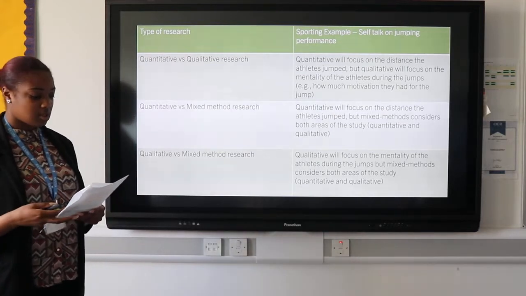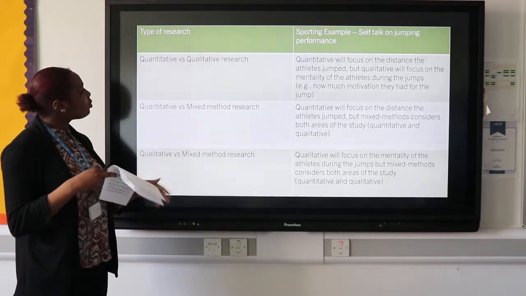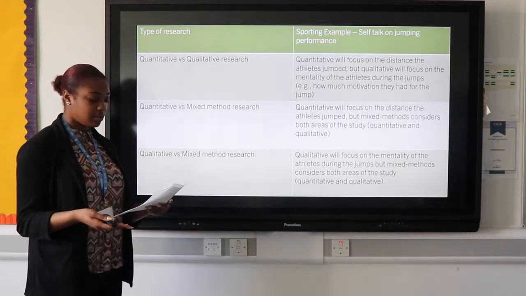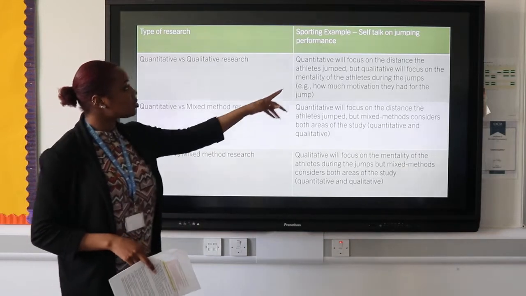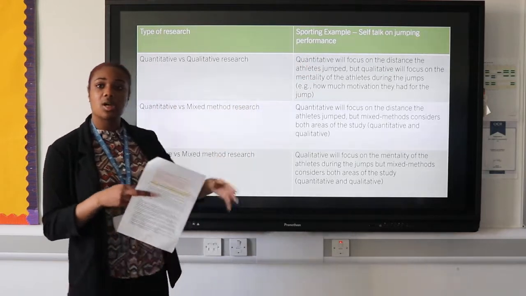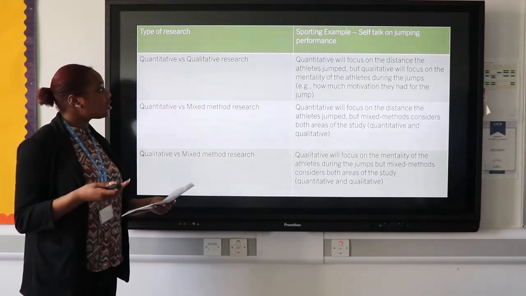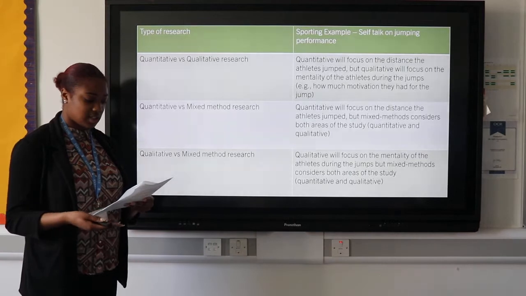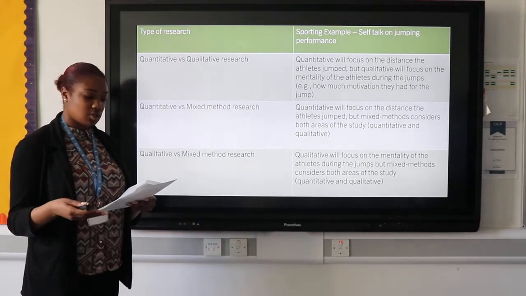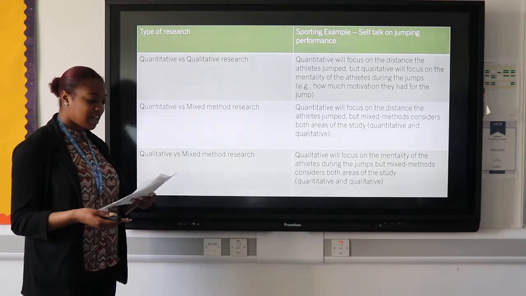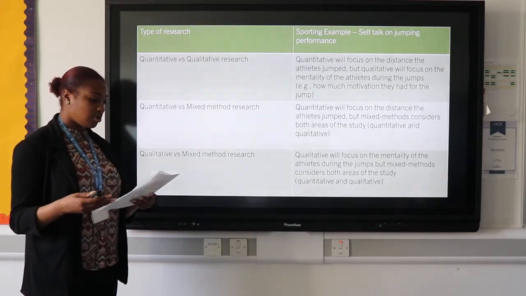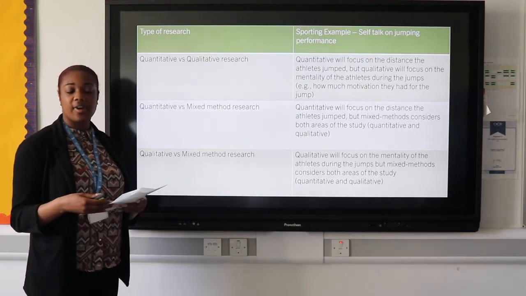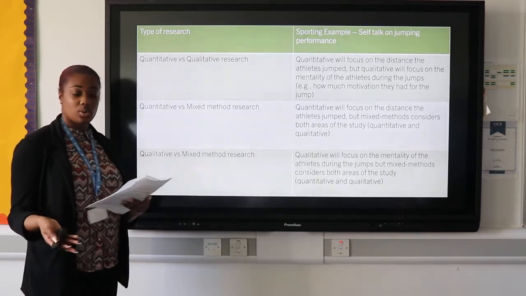Comparisons of research approaches. For example, quantitative and qualitative research. I'll use the sporting example of self-talk and jumping performance. If my approach was focusing on quantitative data, I would be focusing on the distance that athletes jumped. However, if I was using qualitative data, I would focus on the mentality and the psychological aspect of athletes during the jump. For example, how much motivation they had during the jump and how effective they found the self-talk for the jump.